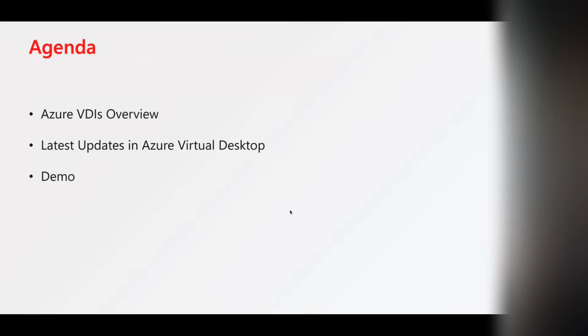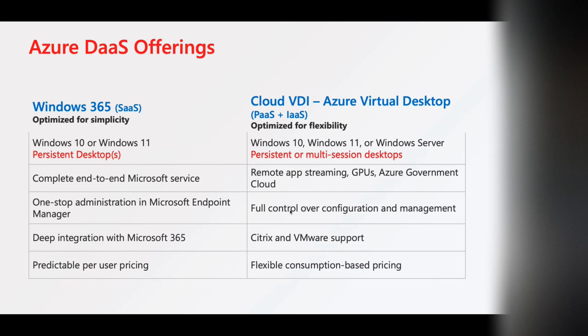Okay, so as always, I'll just take a few minutes to talk about our VDI offerings. But today's session will be focusing on Azure Virtual Desktop. And in the future, I will talk about Windows 365. So these are the desktop as a service offerings from Microsoft today. What you see on the right-hand side is Azure Virtual Desktop, which is a combination of platform as a service and infra as a service. It has been in the market close to 3.5, 4 years.